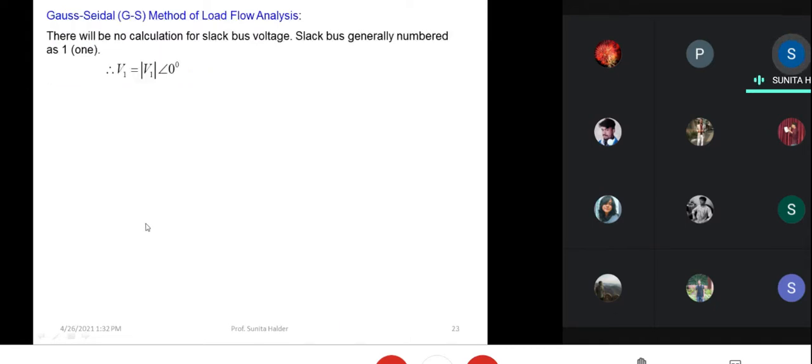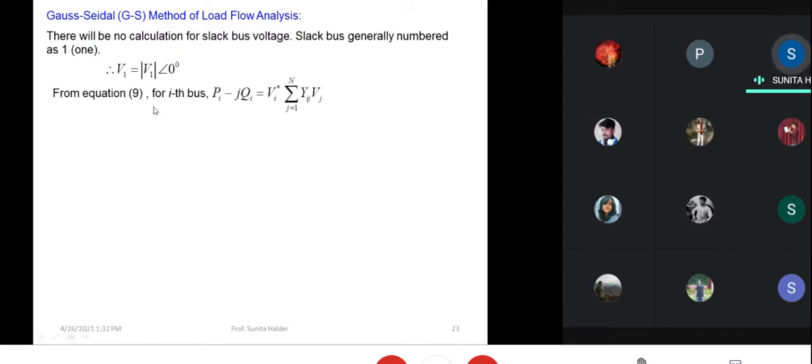Now, if we concentrate on Gauss-Seidel load flow method, then there is no calculation for slack bus voltage, because this is the calculation for bus voltage. For slack bus, voltage magnitude and angle are known. So we shall not calculate this one anymore. Then the calculation should start from bus number 2.